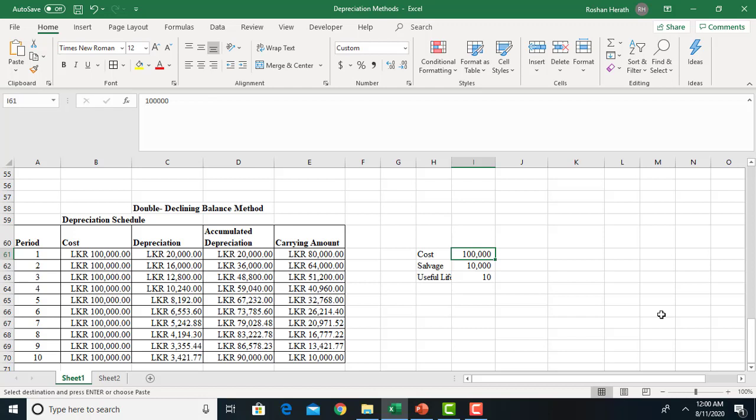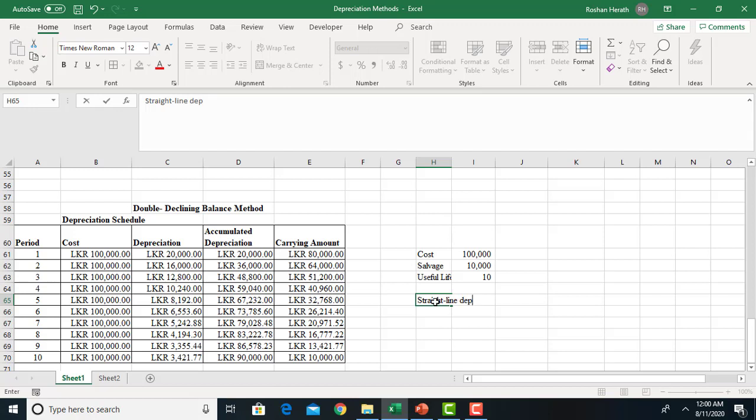If I ask you to figure out what the straight line depreciation rate is over here, how much is that straight line depreciation rate, how do you do that? You know, under the straight line method, the depreciation is taken equally. Therefore, if the useful life is 10, then each year the depreciation is going to be 1/10. Consequently, the depreciation rate is 10%.